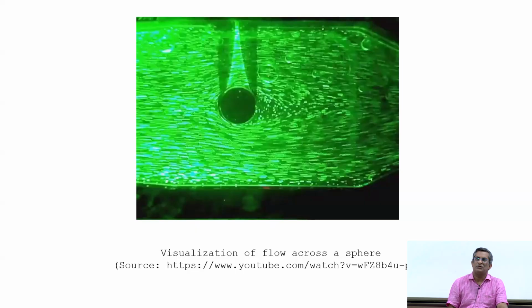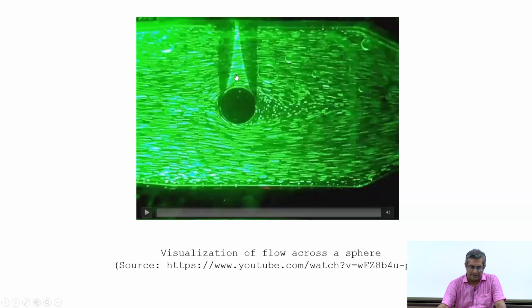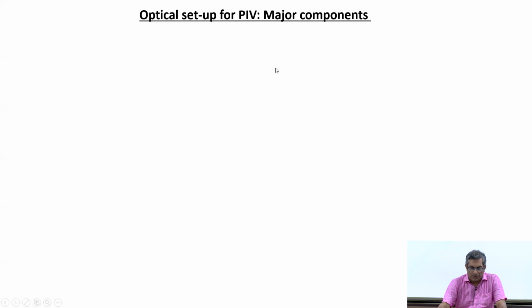But PIV was actually developed for measurement of fluid velocity, that is, single phase flow velocity. Okay. So, we will see the basic principles first, and then how we apply it for multi-phase flows, as we have done for other techniques. Okay. So, what are the optical setups for PIV?